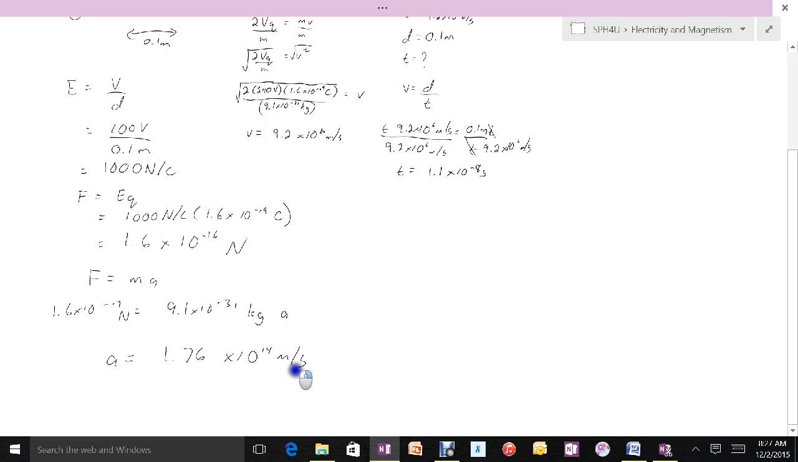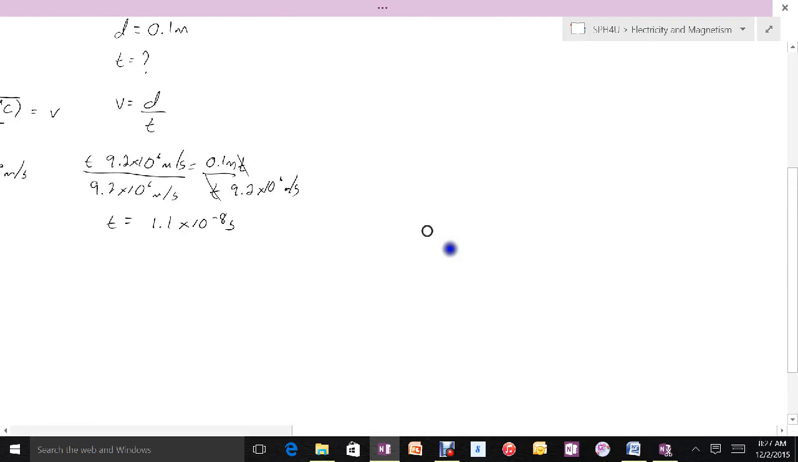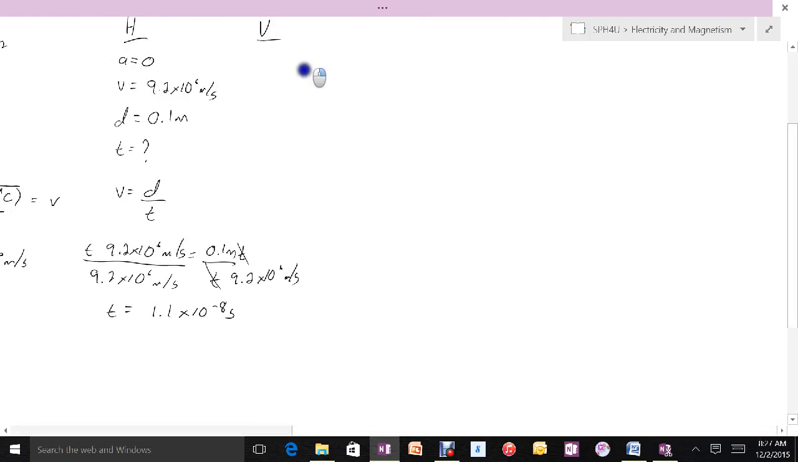Okay, it's very big, but we're only going to be between these plates for a very small amount of time. So let's see how much that changes our velocity in that small amount of time. There we go. So here we have an acceleration of 1.76 times 10 to the 14 meters per second squared. We have a time of 1.1 times 10 to the negative 8 seconds. We have an initial velocity in the vertical direction of 0, and we're interested in our final velocity.